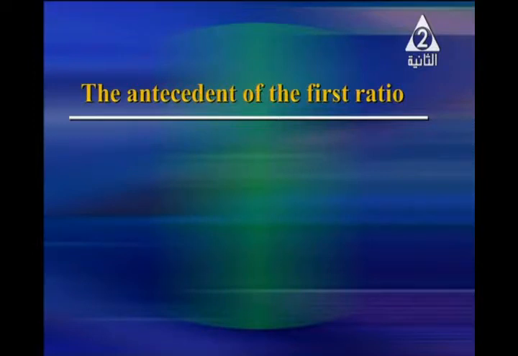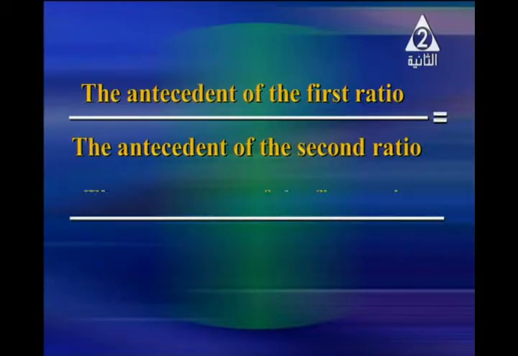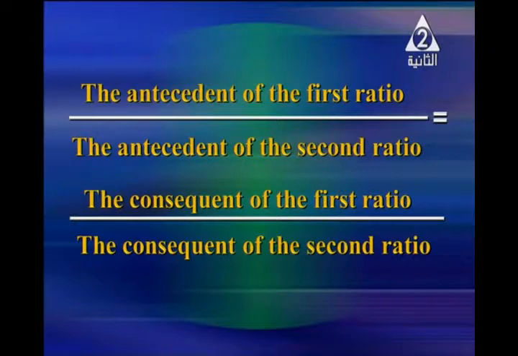The antecedent of the first ratio over the antecedent of the second ratio equals the consequent of the first ratio over the consequent of the second ratio.